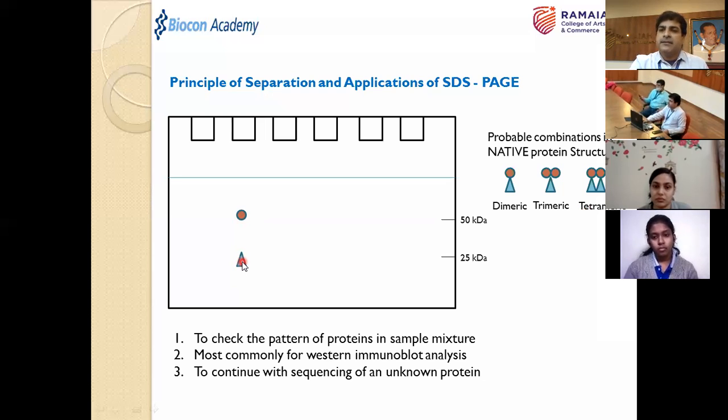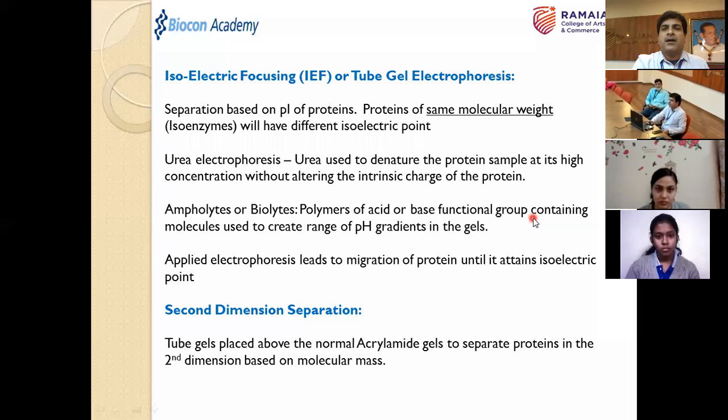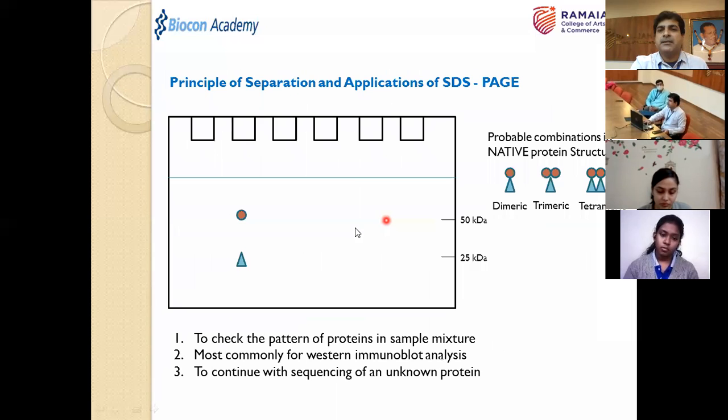What next, to know how many subunits a particular protein has? That is called isoelectric focusing. First, in SDS-PAGE the separation is based on molecular weight. There is no effect of charge, unlike in native PAGE, because the native charge is made uniformly negative by the SDS addition. Correct? All are uniformly negatively charged. Now the separation is only based on the size of the protein.